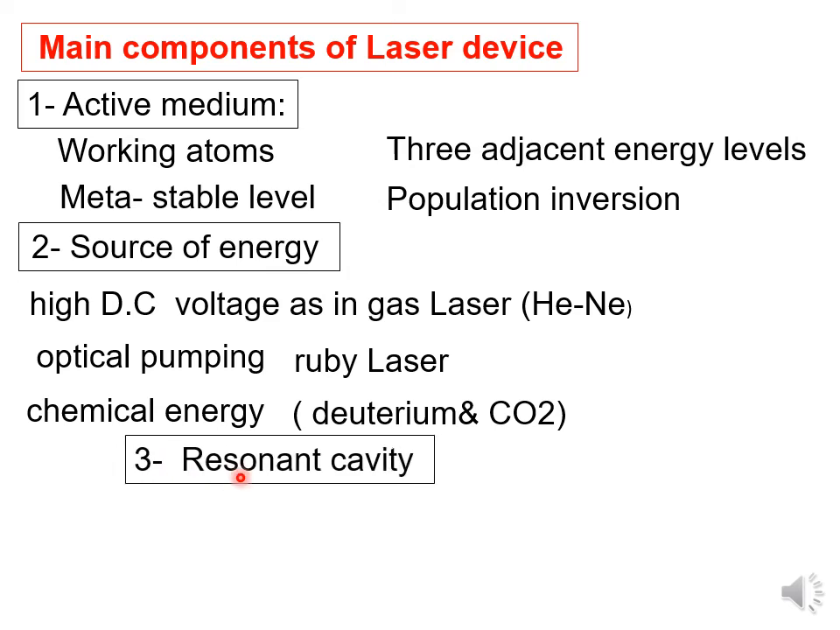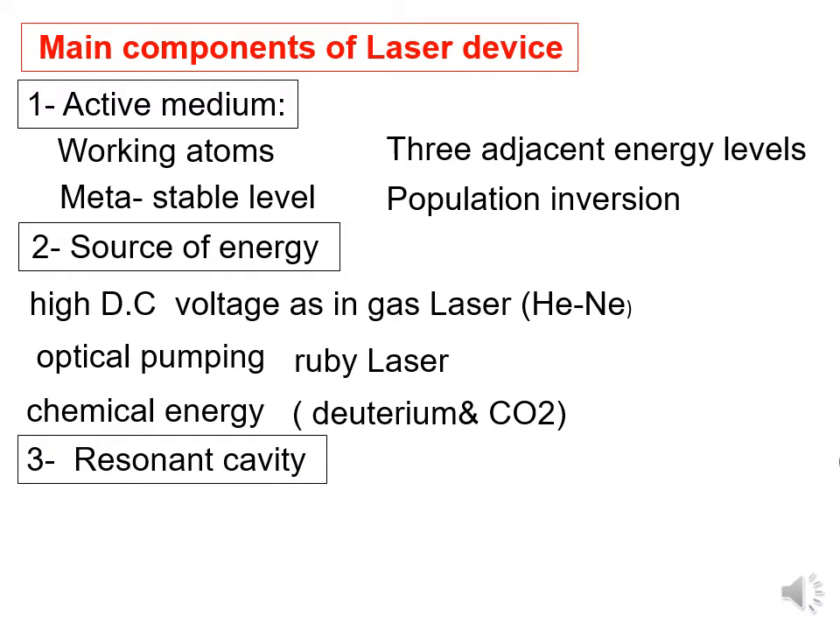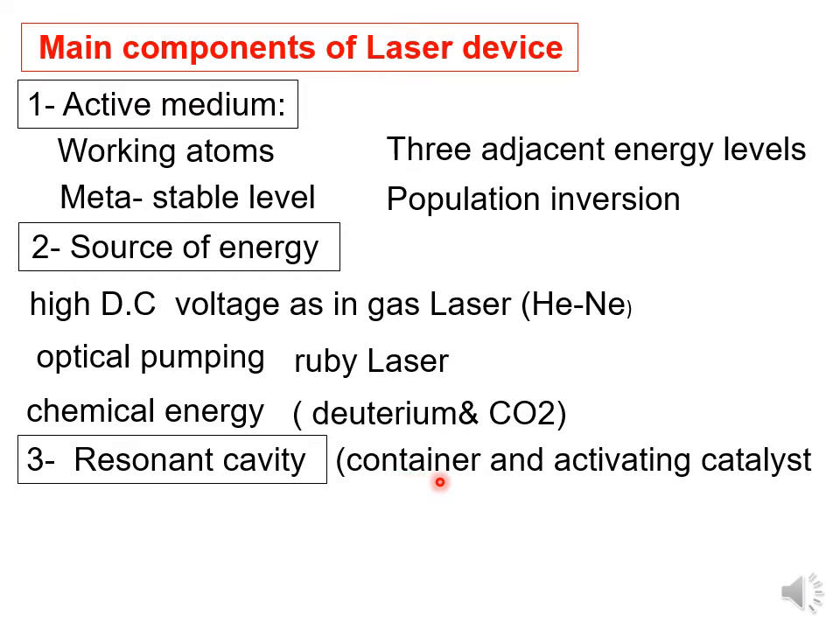Resonant cavity. The resonant cavity is a container which contains the working atoms and the activating catalyst. These activating catalysts are 2 parallel mirrors adjusted at the end of the container. These 2 parallel mirrors may be external like that, like in the case of helium neon laser.